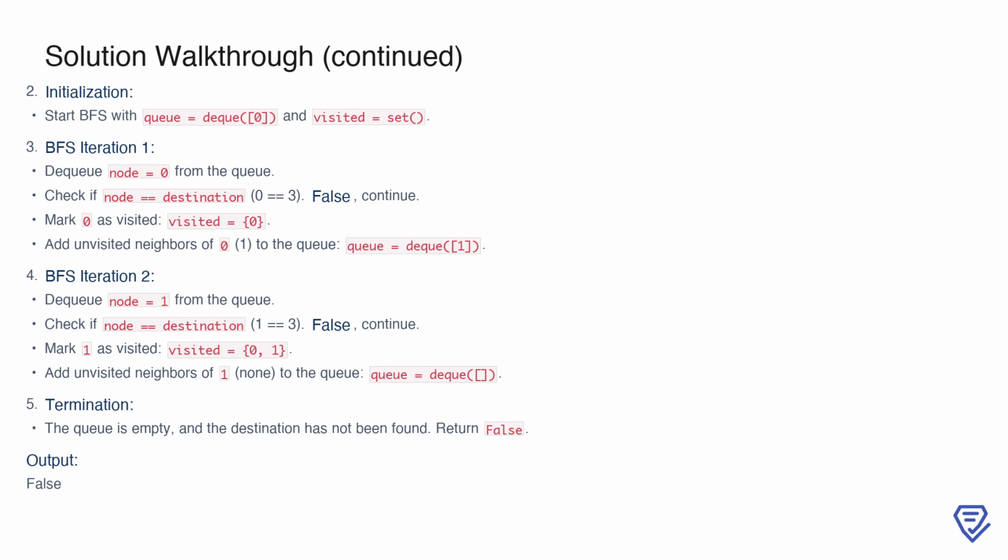In the first BFS iteration, we dequeue node 0 and check if it matches the destination, which it does since the source and destination are the same. As a result, we return true immediately, indicating that a path exists. This trivial case highlights that a single node is always connected to itself.